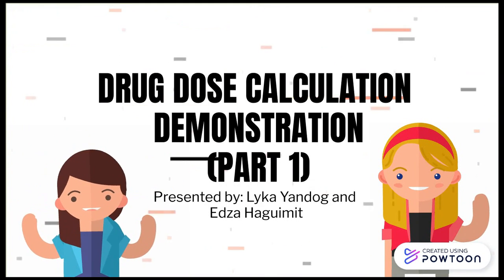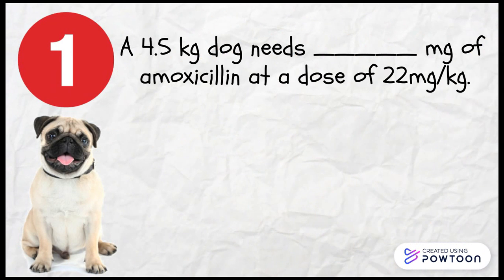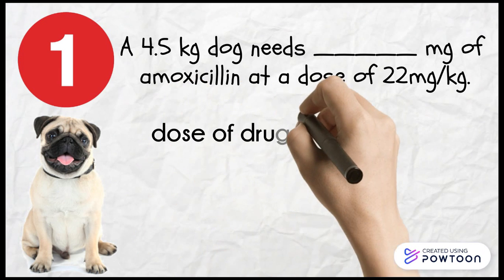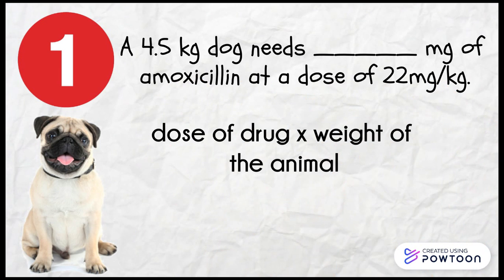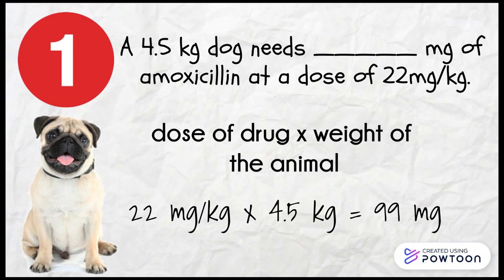Demonstration of drug calculation. For the first item, a 4.5 kilogram dog needs a known milligram of amoxicillin at a dose of 22 milligram per kilogram. To calculate the unknown dose, multiply the dose of drug to the weight of the animal. So, 22 milligram per kilogram multiplied to 4.5 kilogram is 99 milligrams. Therefore, the 4.5 kilogram dog needs 99 milligrams of amoxicillin at a dose of 22 milligrams per kilogram.